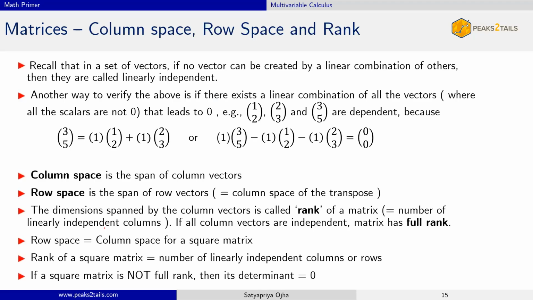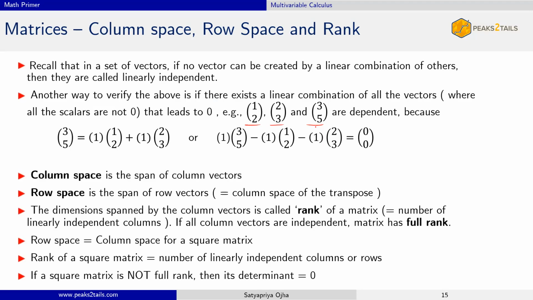Let's talk about column space, row space, and rank of a matrix. Now remember, in case of vectors, we discussed vectors being linearly independent. If two vectors replicate the same direction, for example, then they are dependent. If there is some non-zero angle between them, then they become linearly independent. Now, the way you can verify this, so let's say there are three vectors, this, this, and this. Are these linearly independent? How do you verify that? We did all of these exercises last time.